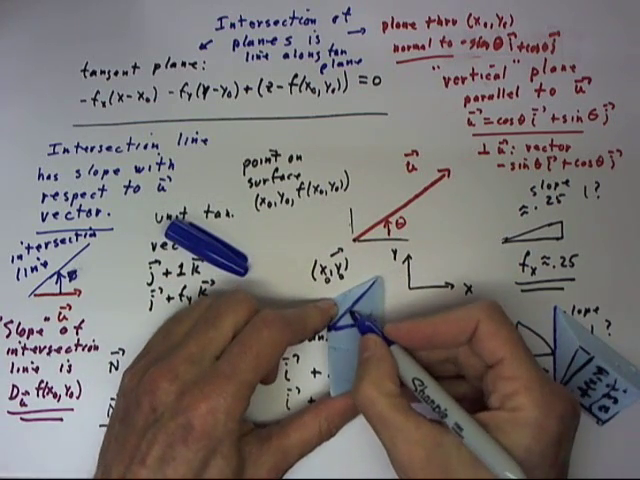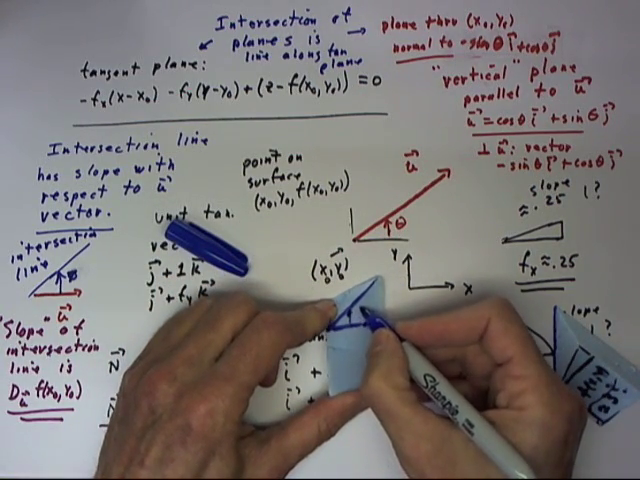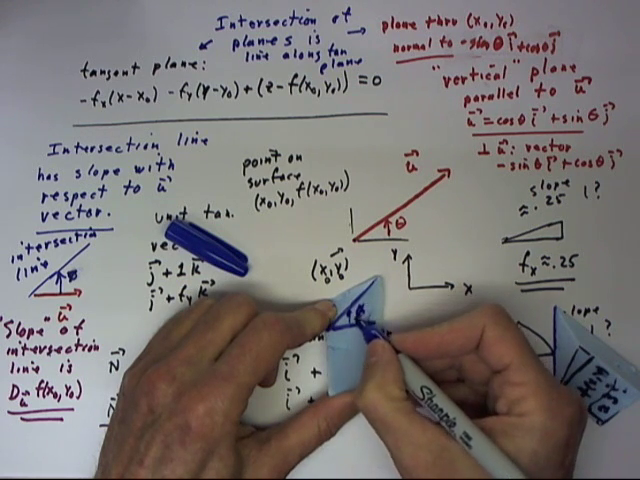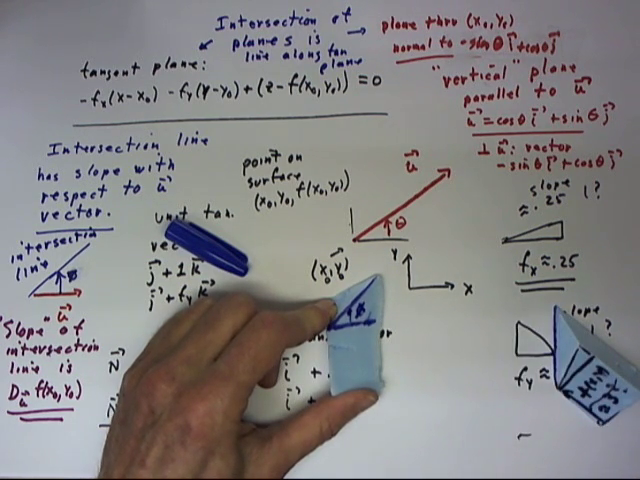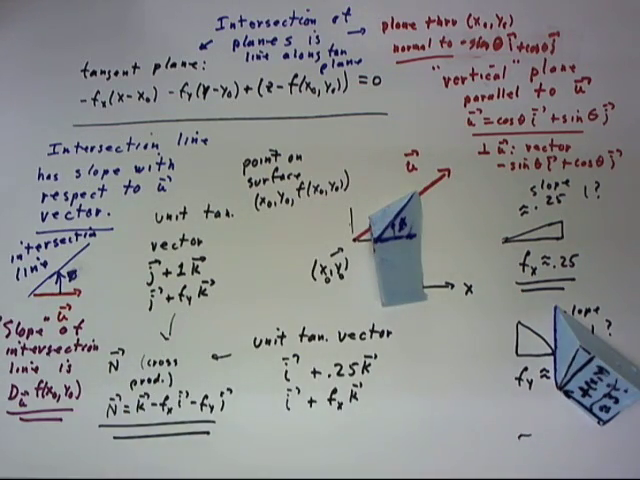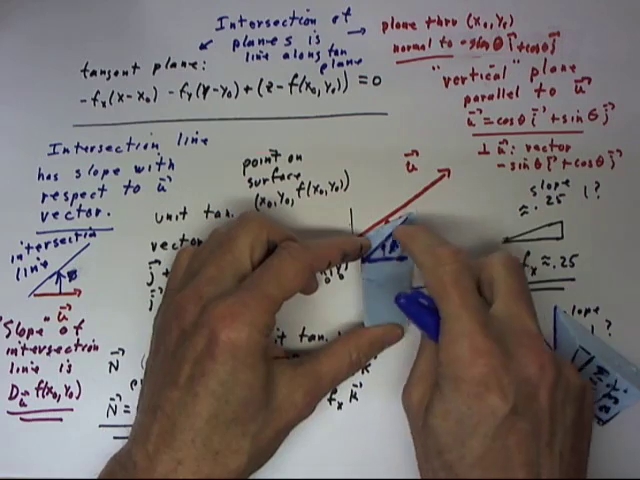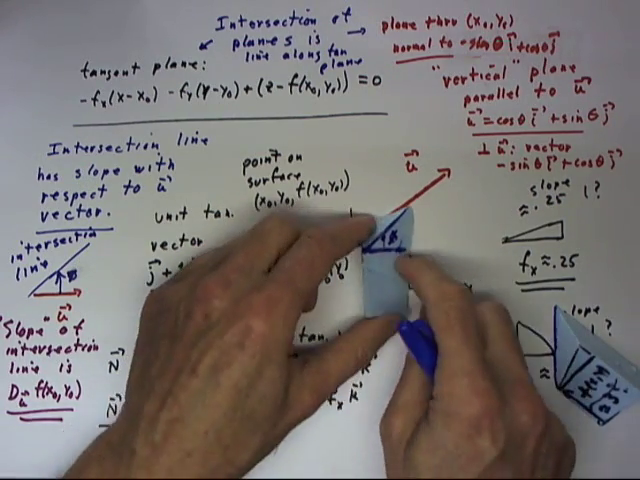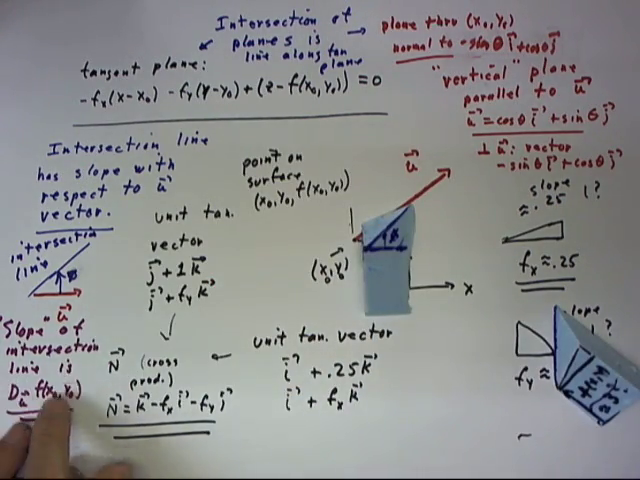And right here is my angle phi. And now the payoff statement: the slope of this intersection line with respect to the plane parallel to the XY plane is just our directional derivative in the direction of u of the function f, when that directional derivative is evaluated at the point x0, y0.